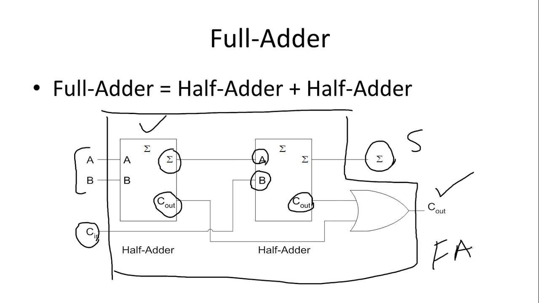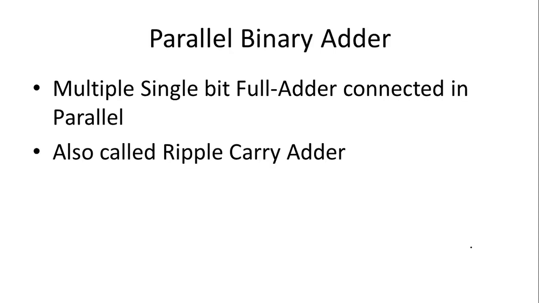So here the full adder computes only 1 bit of each input and produces sum and carry. But if we want to implement an adder which can add numbers with multiple bits, for that case, we attach different adders in parallel and compute the addition. So this kind of adder is also called a ripple carry adder.